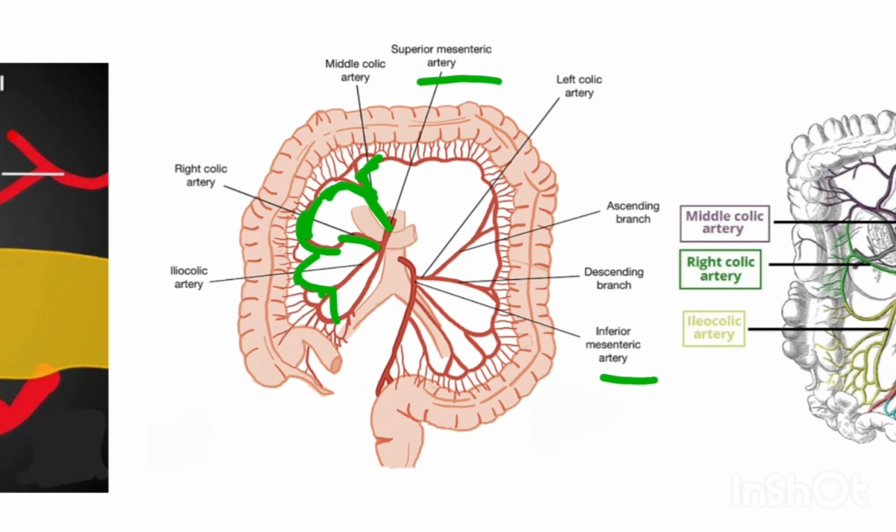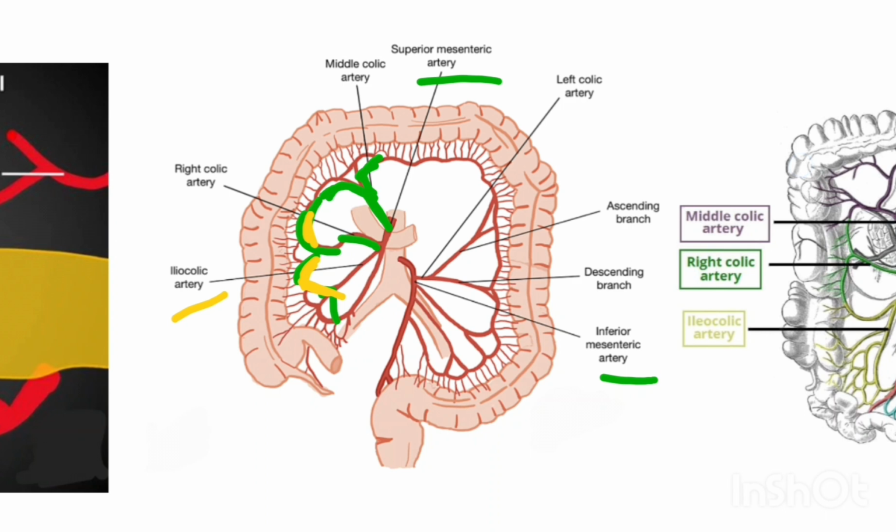Coming to the right colic artery, as I said, it divides into 2, ascending and descending. So the ascending branch gets anastomosis with the right branch of the middle colic artery, whereas the descending branch of the right colic artery gets anastomosis with the ascending branch of the ileocolic artery. This is the ascending branch of the ileocolic artery.